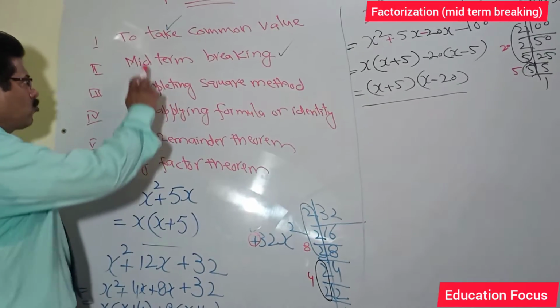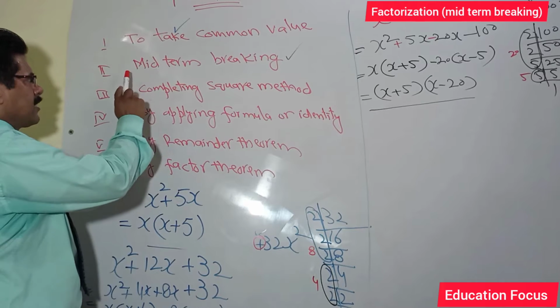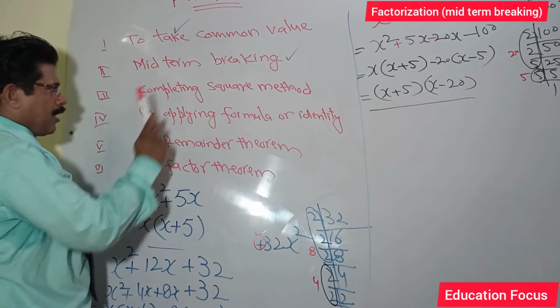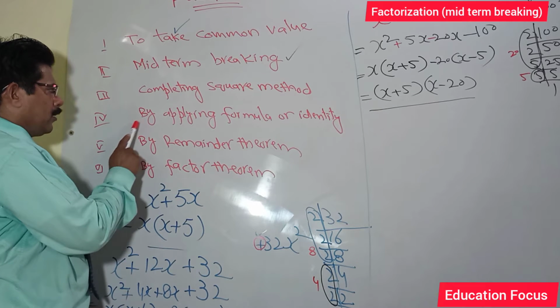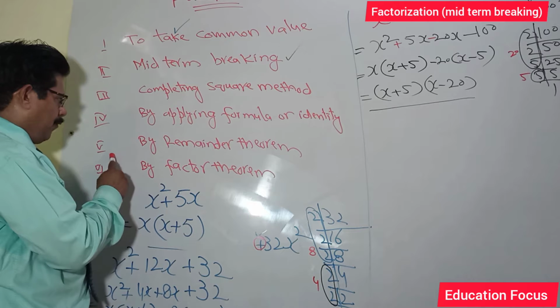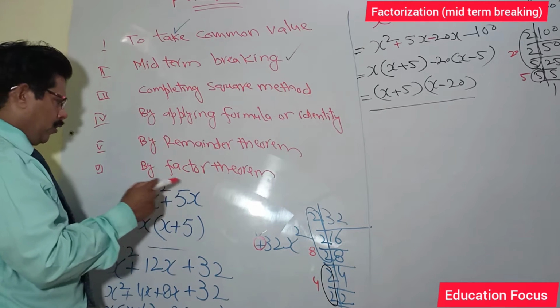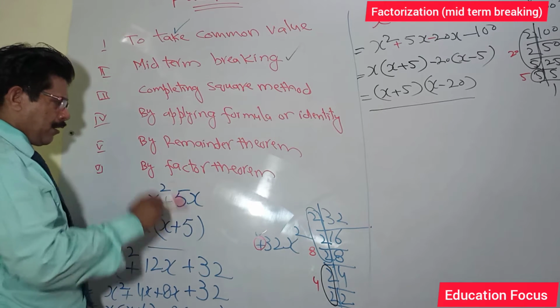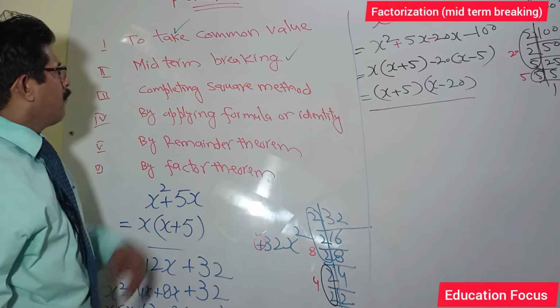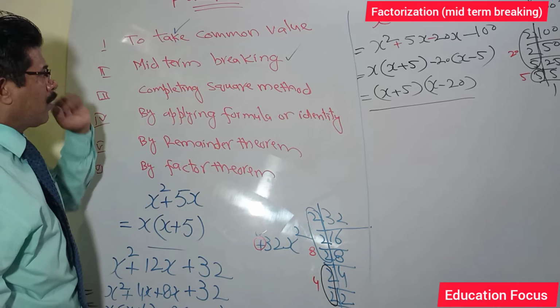First method is to take a common value. Second method is mid-term breaking. Third method is the completing the square method. Fourth method is by applying a formula or identity. Fifth method is by remainder theorem. Sixth method is by factor theorem. Today I want to explain the first 2 methods.